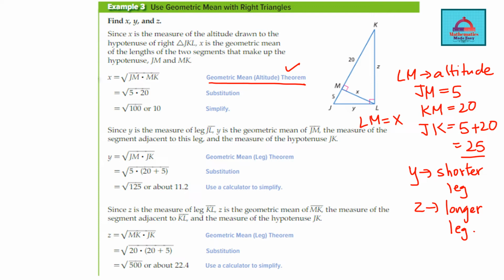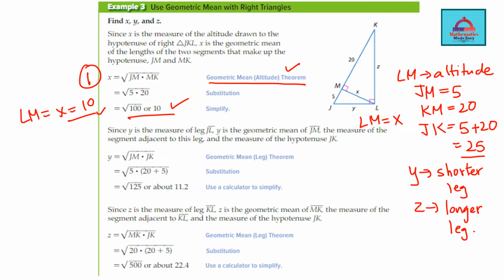So we are going to first apply the geometric mean altitude theorem to get the length of this altitude, the value of x. The first part of the theorem says the length of the altitude x is the geometric mean of the two segments of the hypotenuse. One is 5, one is 20. Just multiply them and take the square root. This comes out very easy: 10. It's a perfect square. So LM equal to x is 10 units. Now you know the value of x.